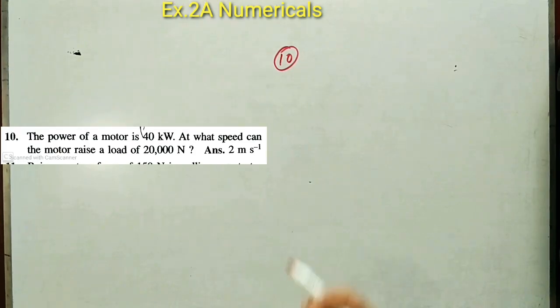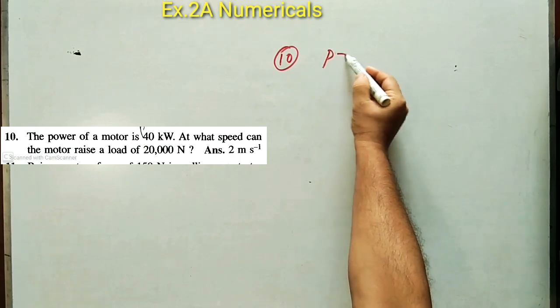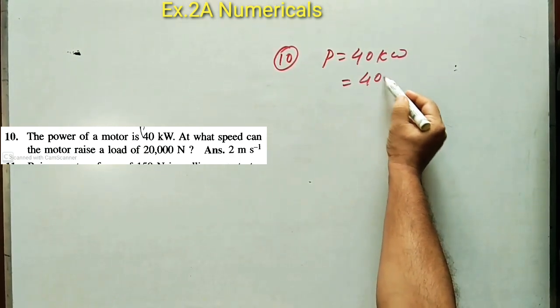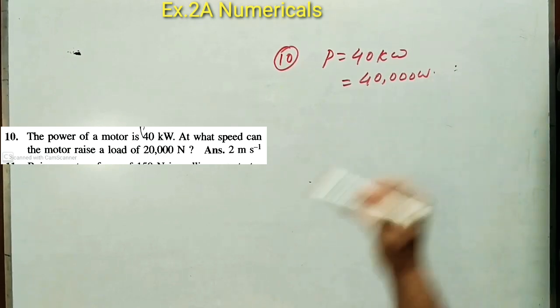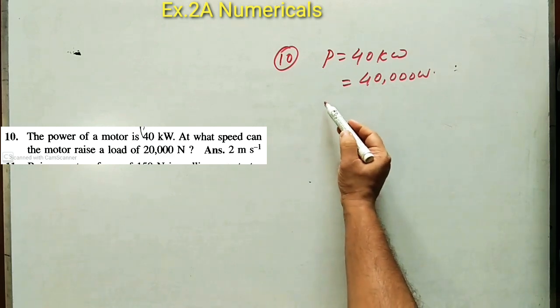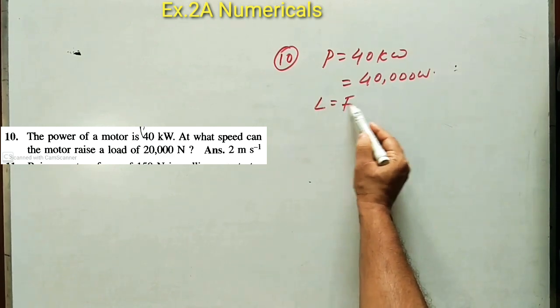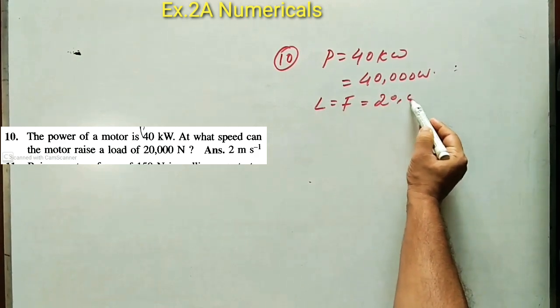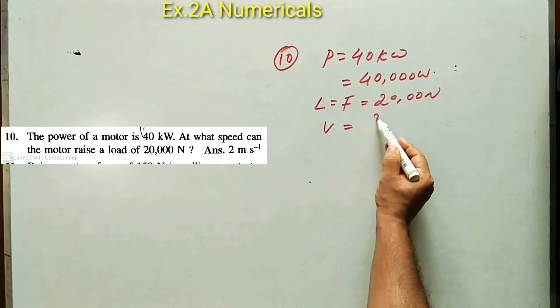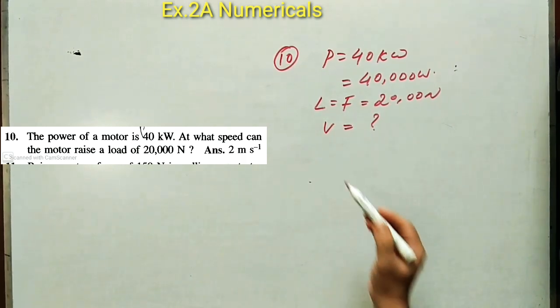Now question number 10. The power of a motor is 40 kilowatt. Power is equal to 40 kilowatt. That's equal to 40,000 watt. You know it. At what speed can the motor raise a load of 20,000 Newton? Load is nothing but the force, 20,000 Newton. Clear? What you have to calculate here? The speed V you have to calculate.